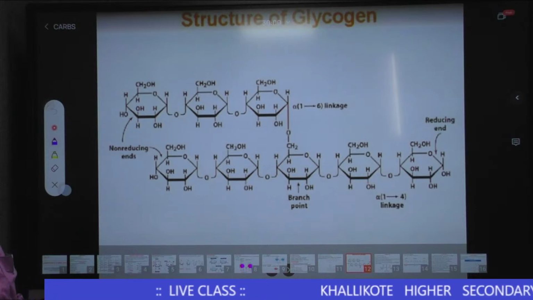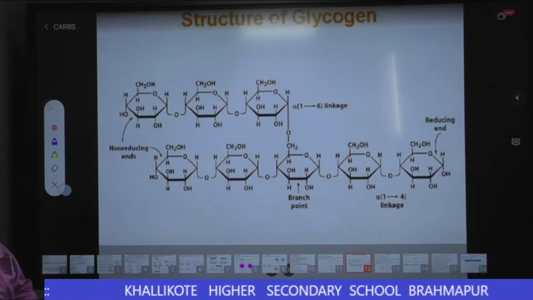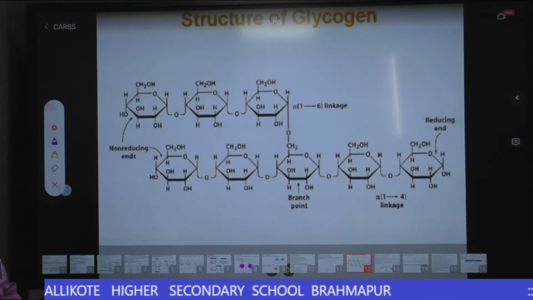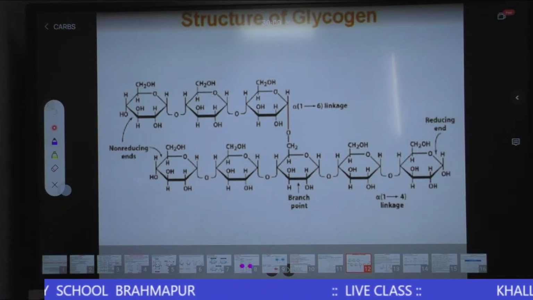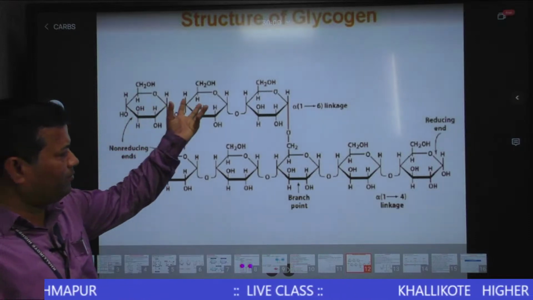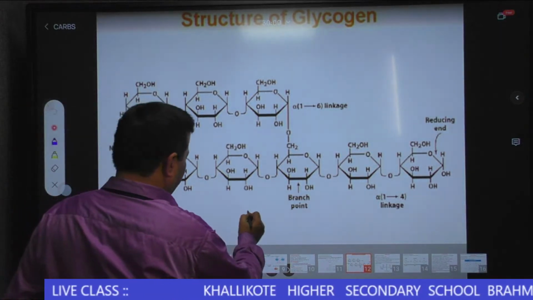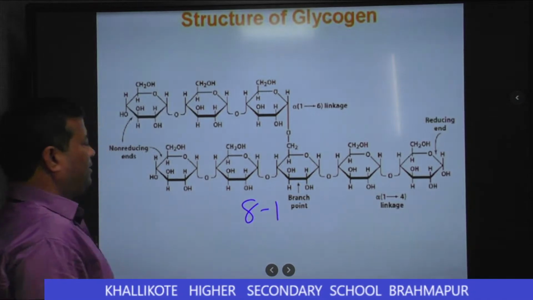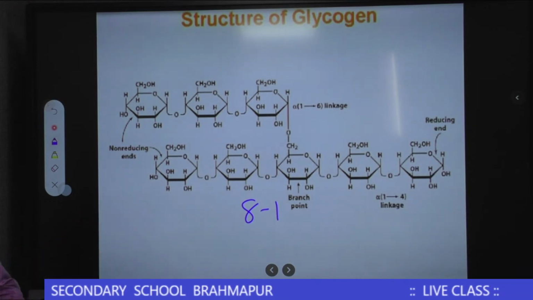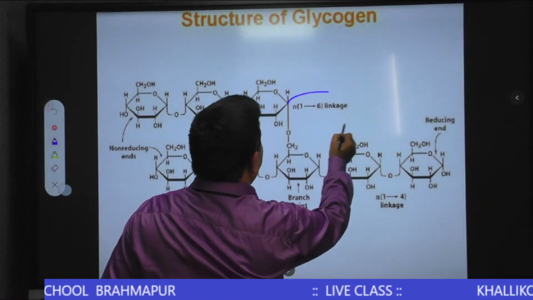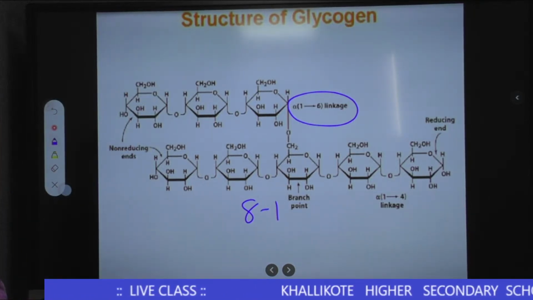Glycogen is a highly branched structure. It is especially the reserve storage of the animal body, especially in liver and muscle cells. When excess glucose is deposited, it is converted into glycogen. It is an amylopectin-type structure, not amylose. After every 8 to 11 sugar residues, one branch point originates, formed by an alpha 1,6 linkage. It is more branched than the amylopectin in starch.